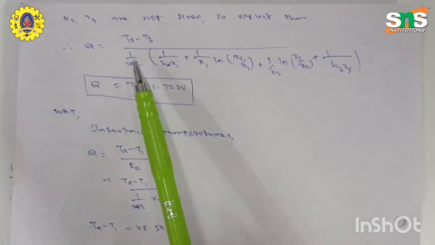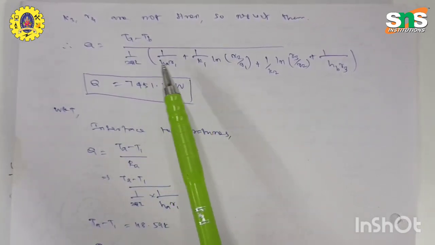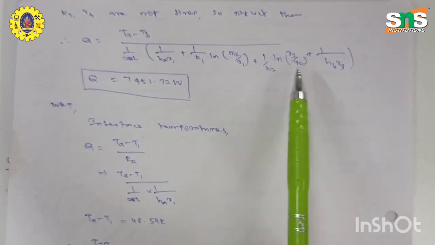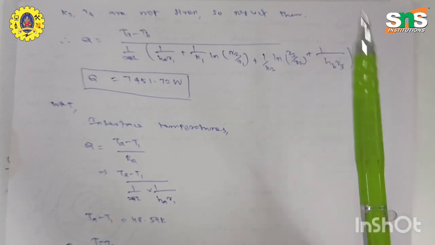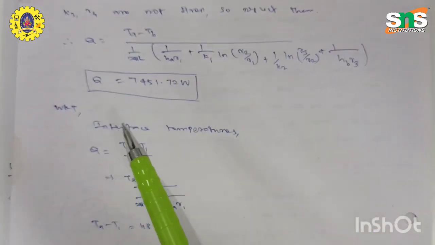So the final equation is Q is equal to TA minus TB divided by 1 by 2 pi L into 1 by HA R1 plus 1 by K1 ln R2 by R1 plus 1 by K2 ln R3 by R2 plus 1 by HB R3. So Q is equal to 7451.72 watt.